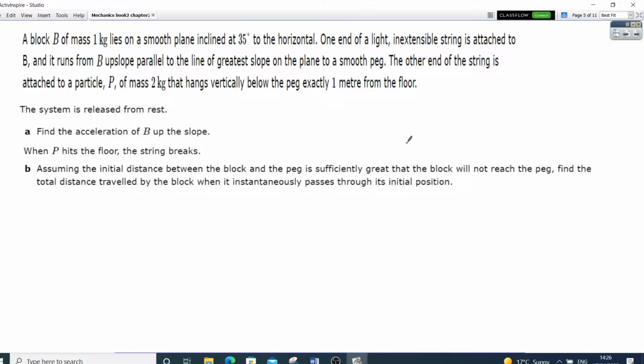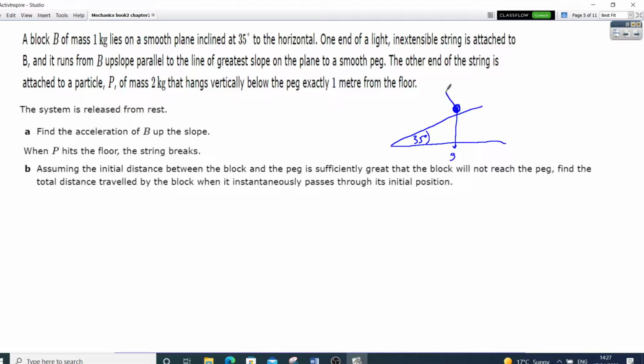Okay, so let's just draw this diagram here before we start anything. Let's say this is the horizontal, this is the plane, and the plane is running at 35 degrees. So we've got this block B, I'm just going to put this block here. It has a mass of 1 kg, so the weight just drops as 1g, just g. So that's coming down here.